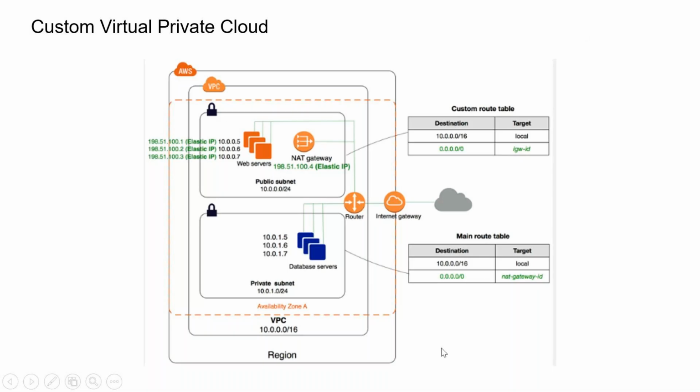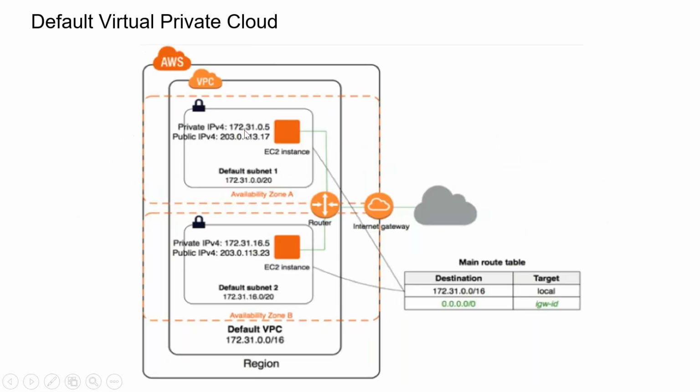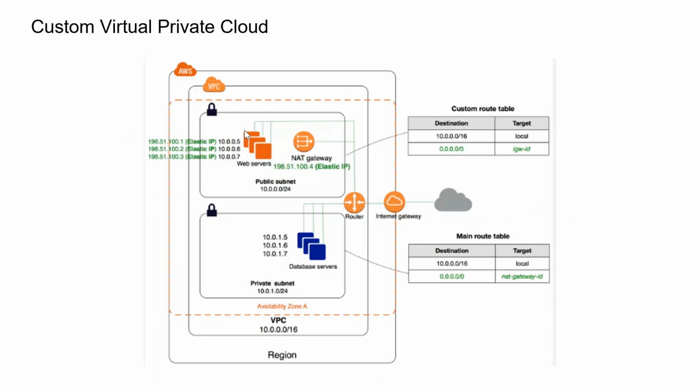So, yesterday we were discussing custom virtual private cloud. We already discussed yesterday about default virtual private cloud, and we saw the differences between default virtual private cloud and custom virtual private cloud. Today we will try to understand a few definitions of some resources, like what is NAT gateway, what is NACL. After that, we will see how we can create our own custom private cloud.